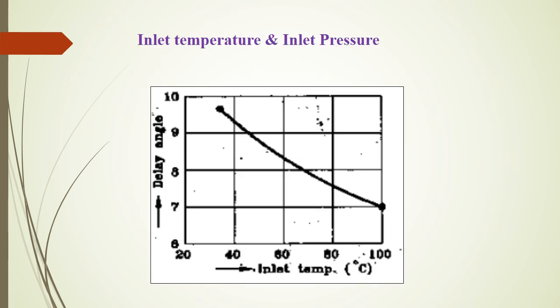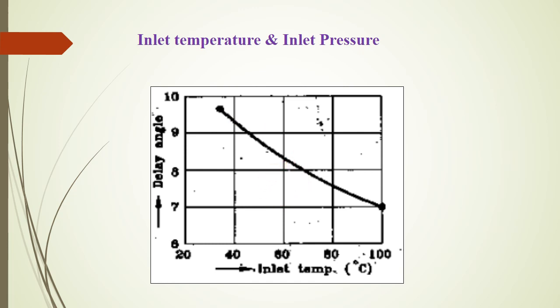Next is the intake temperature. If you see here, the delay period is reduced in terms of the number of crank degrees. As temperature increases, the delay period also decreases. Similarly, the pressure. Increasing intake pressure or supercharging reduces the auto-ignition temperature, hence reduces the delay period. So it also reduces the delay period with increasing pressure.